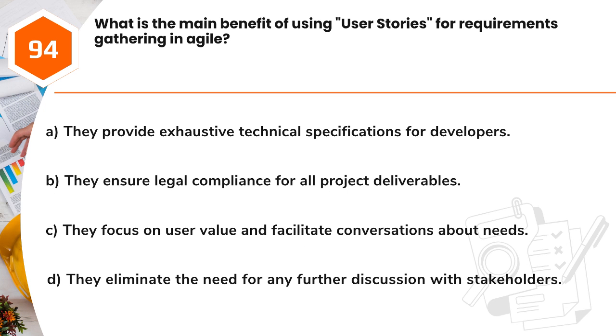Question 94. What is the main benefit of using user stories for requirements gathering in Agile? A. They provide exhaustive technical specifications for developers. B. They ensure legal compliance for all project deliverables. C. They focus on user value and facilitate conversations about needs. D. They eliminate the need for any further discussion with stakeholders.